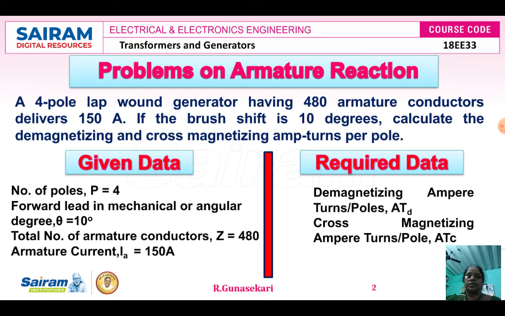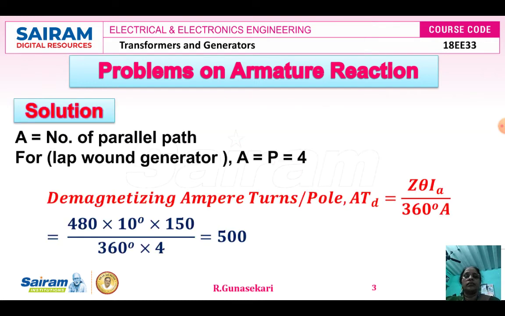Armature current, represented by IA, is equal to 150 amps. Then required data. To calculate the demagnetizing ampere turns per pole, ATD, and cross magnetizing ampere turns per pole, represented by ATC. Then, how to calculate the demagnetizing ampere turns per pole ATD?